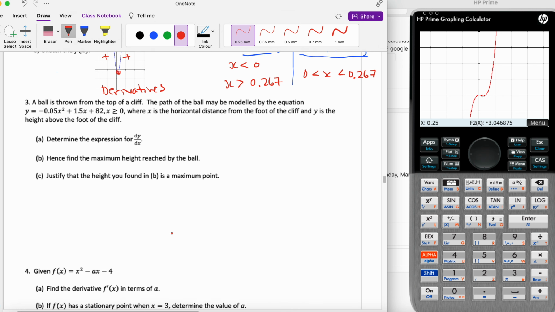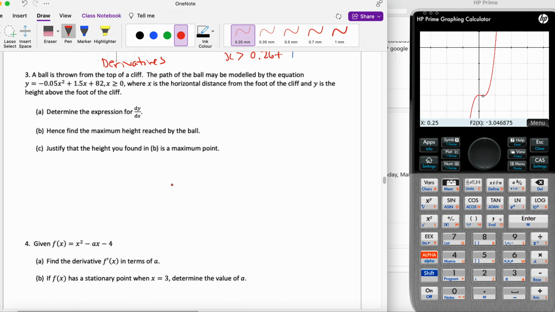Second last one. Okay. The ball is thrown from a cliff. The path of it may be modeled. Determine. Okay, this is the same. This is another way to denote the derivative. So this is going to be drop the 2 down. So this is going to be negative 0.1x plus 1.5, right? And then again, the constant is gone. You can see that this is repetitive.